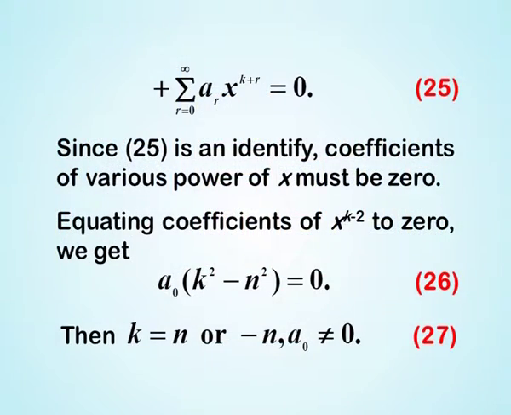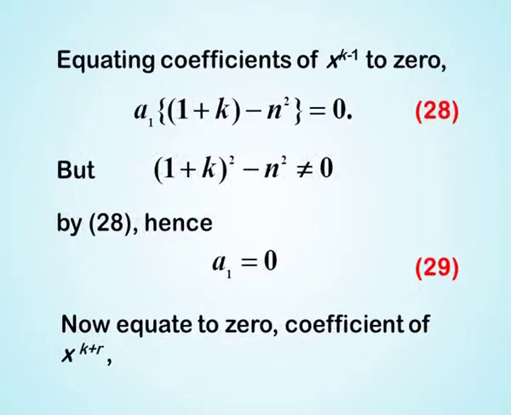In that case, Lysander's, I will tell you, we had m is equal to n and m is equal to minus of n plus 1. We have here k is equal to n and k is equal to minus n. Obviously, a0 can't be 0. Then we equate the coefficient of x to the power k minus 1 to 0. We have this, and this results into a1 is equal to 0 because (1 plus k) whole square minus n square is never equal to 0 due to the equation 27 we had.